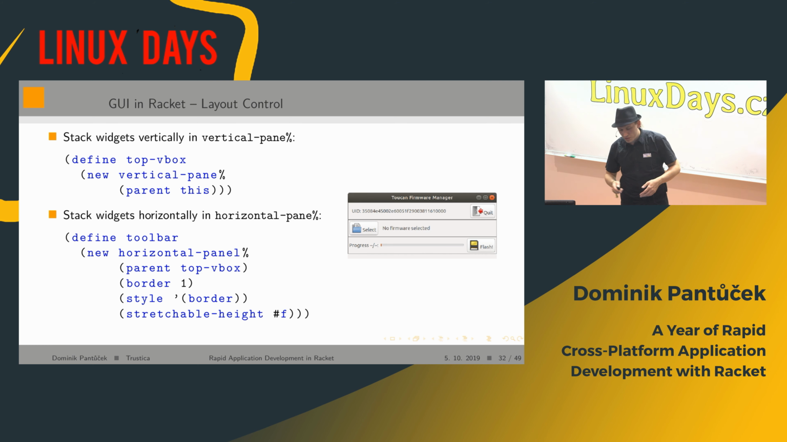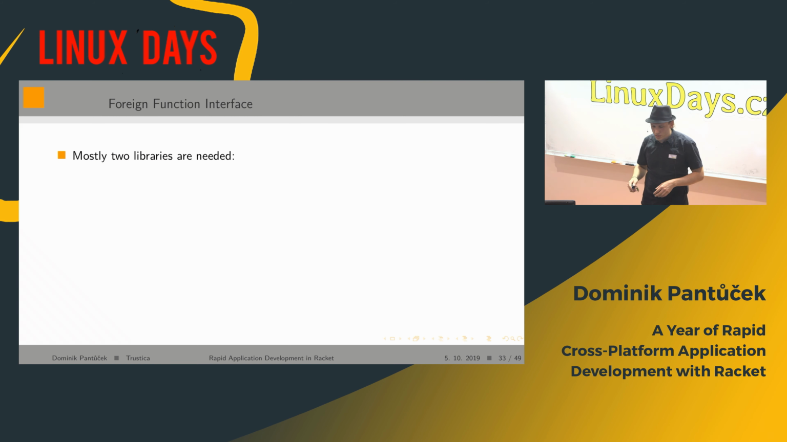You can provide some borders. And here's a simple GUI, which we're actually using for flashing a new firmware to our devices. And this is on Ubuntu. It looks the same on Windows, and it does what you would expect it to do. So you can load some file there, you can flash it to the device, and you can quit the application. Really rather simple with just vertical and horizontal stacking of widgets.